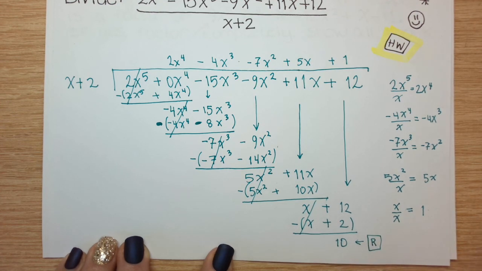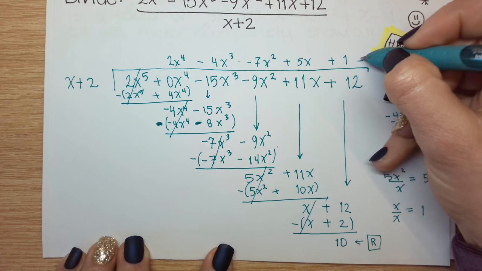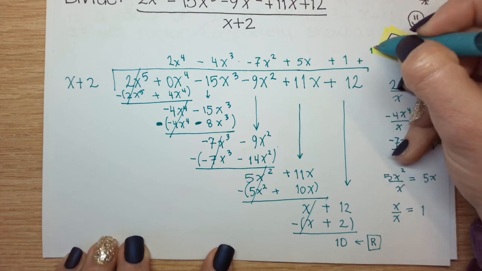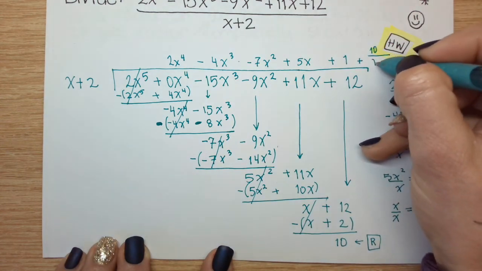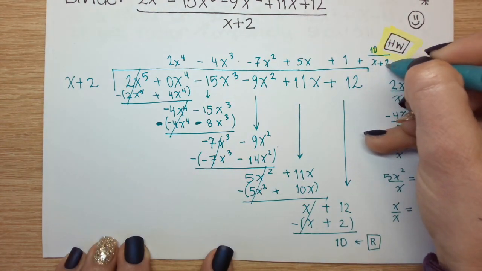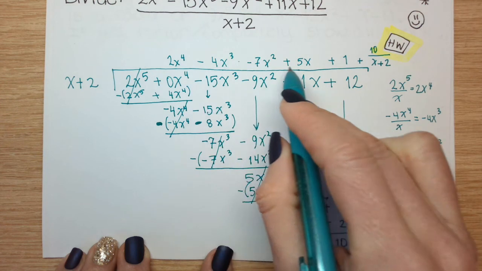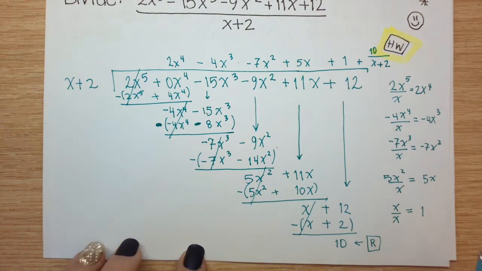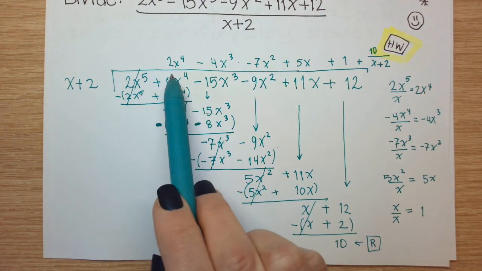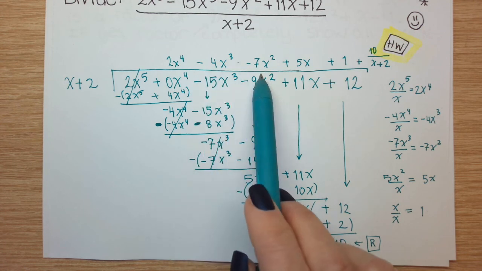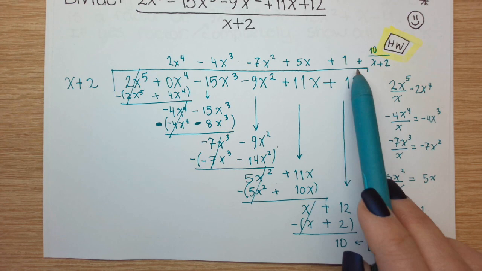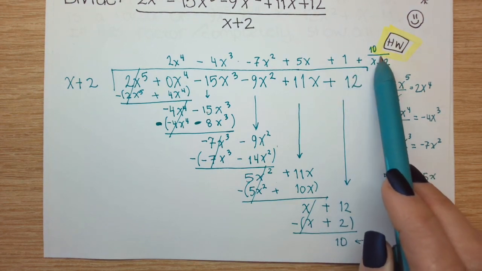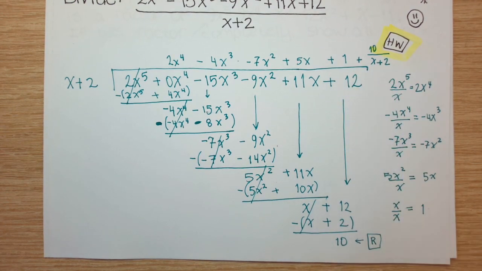But the proper way to write our final answer is we tack it onto the end, plus 10 over x plus 2. So this whole thing is our quotient. 2x to the fourth minus 4x to the third minus 7x squared plus 5x plus 1 plus 10 over x plus 2.